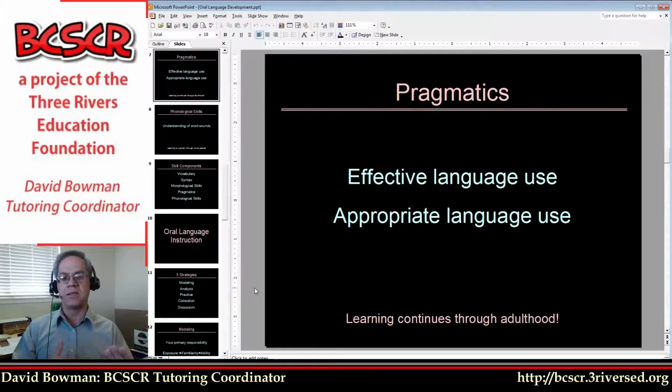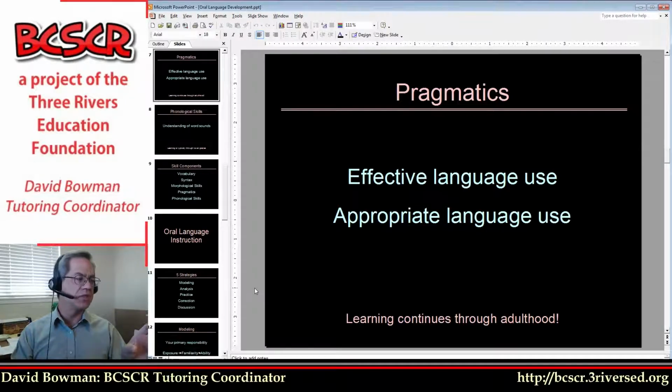The next skill set is pragmatics. In a sense, it's how you get something done with the language. You have a purpose to accomplish, or the author has a purpose to accomplish. Was it done effectively? Was the language used effectively to accomplish that purpose? And on the flip side of that, is the language use appropriate? Is it the appropriate way to say things or to write things according to the event, context, culture, and so forth?